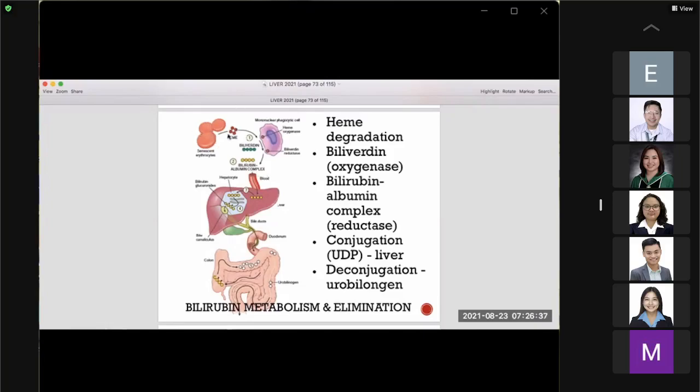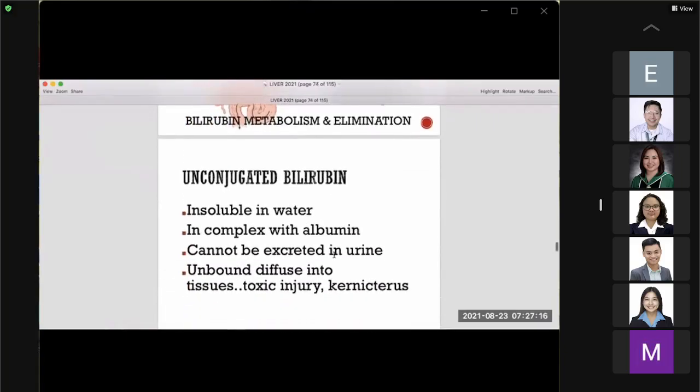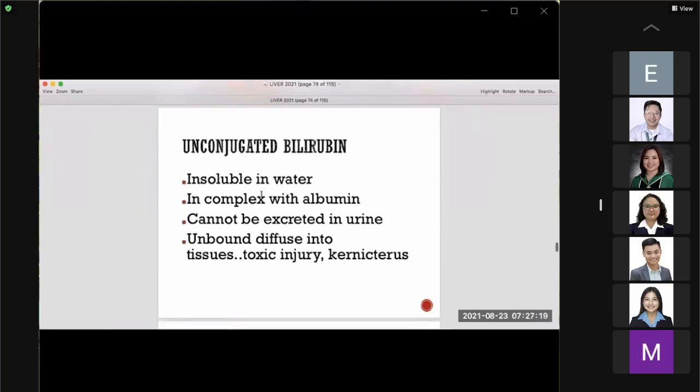So this is the process, degradation of heme, and then this one is taken care of by the mononuclear phagocytic system with the involvement of these enzymes, and then taken into the liver, okay, and then there's going to be a conjugation process inside that. Then the products will be released and can be excreted as urobilinogen, okay, in the GIT. Okay, so for unconjugated bilirubin, this is said to be insoluble in water.